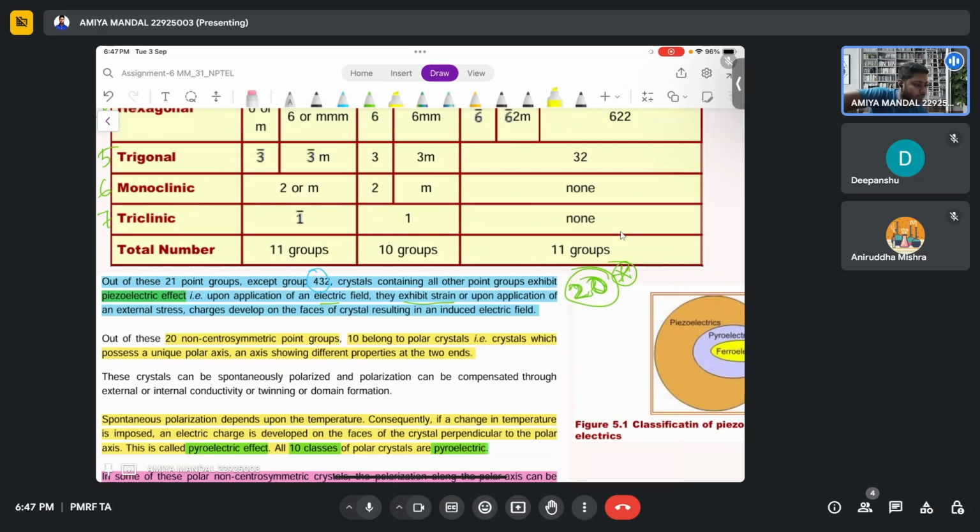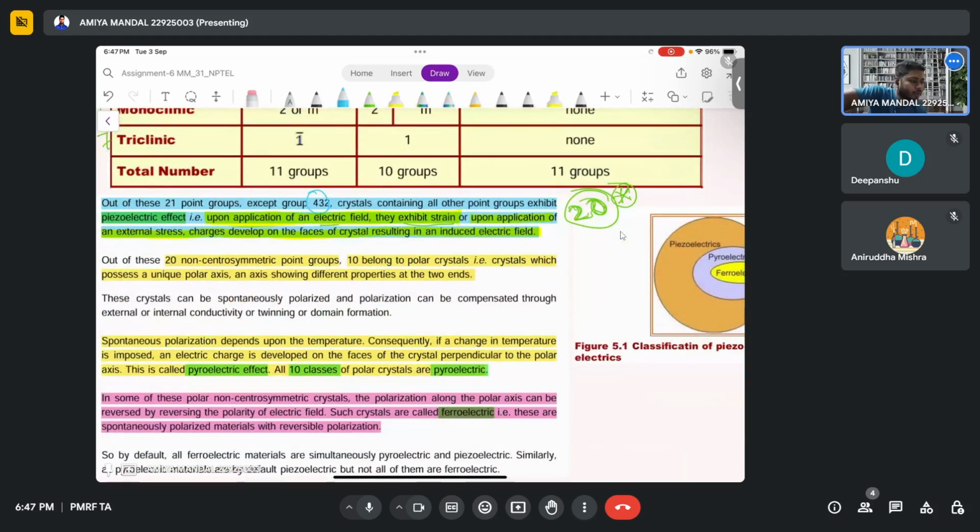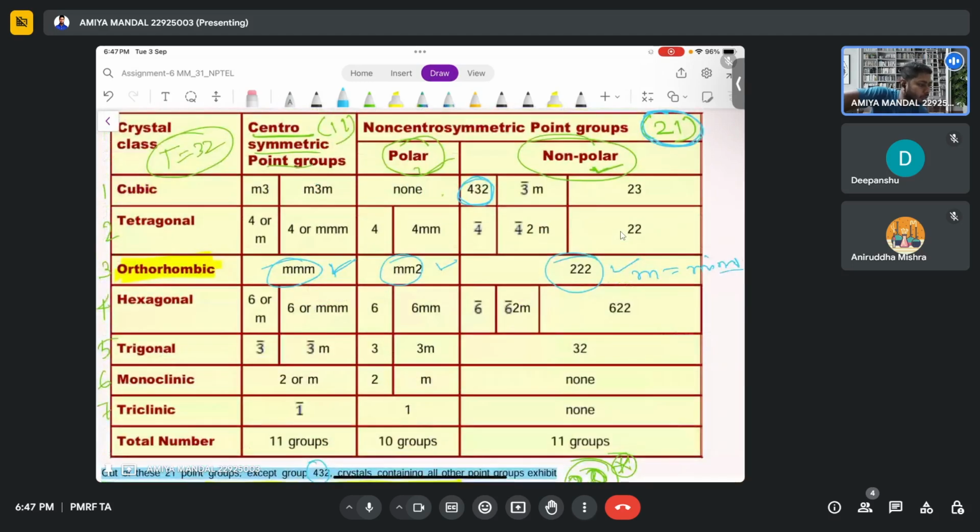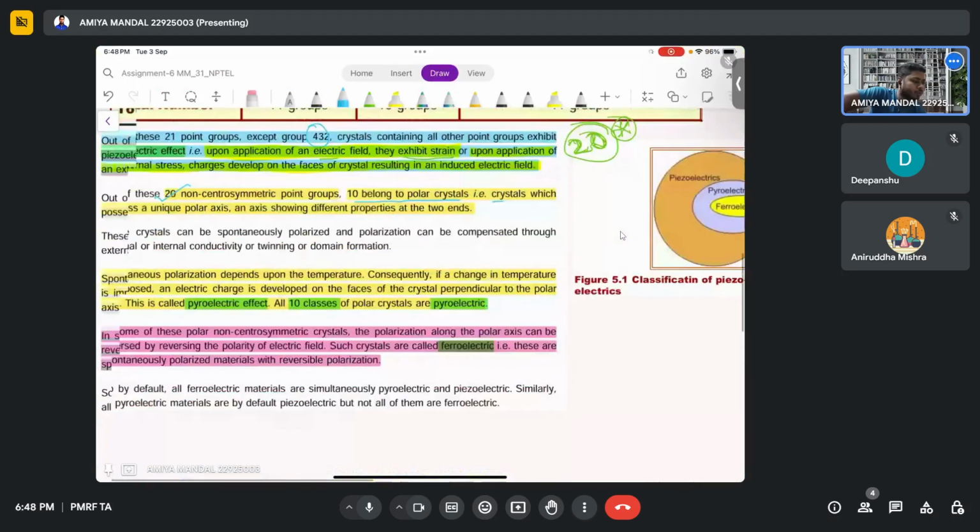The piezoelectric effect has two different types. One is that upon application of an electric field it exhibits strain, and the other is that upon application of external stress, charge develops on the faces of the crystal, resulting in an induced electric field. Out of these 20 non-centrosymmetric point groups, 10 belong to polar crystals, and the other 10 belong to non-polar crystals.